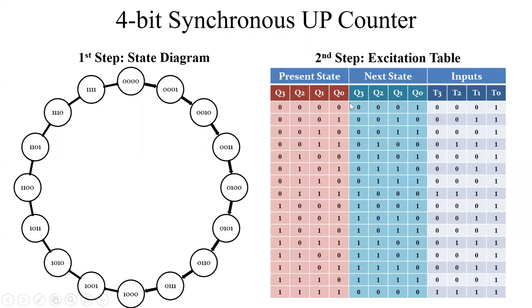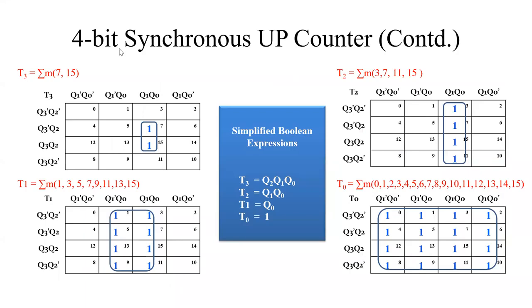Then see here, present state, next state. Based on the present state and next state, you have to analyze what the input is. If there is no change in the outputs, then T3 is equal to 0. Like that, you have to check for all the combinations. Then you will get this inputs table, that is the T3, T2, T1, T0 table. Then identify what is T3. T3 is equal to sigma small m of 7, 15. Then T2 is sigma small m of 3, 7, 11, 15. Next T1, next T0. Like that, you will get the equations, the Boolean functions.